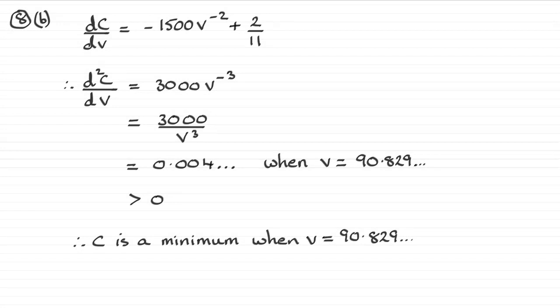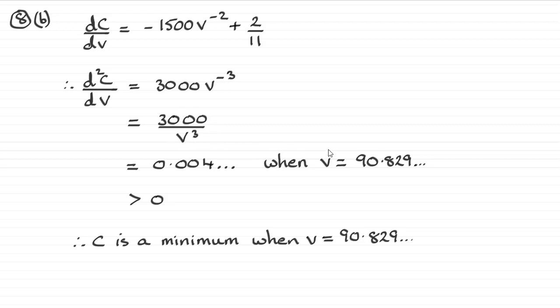Now for 8 part B then, we've got to show that that cost C is a minimum by considering the second differential of dc by dv. So I've taken dc by dv from the previous part. We differentiated again with respect to v in the usual way. Minus 2 times the minus 1500 gives me 3000, and then we drop the power by 1, so that's v to the minus 3. That constant differentiates to 0. So tidying this term up gives me 3000 over v cubed.